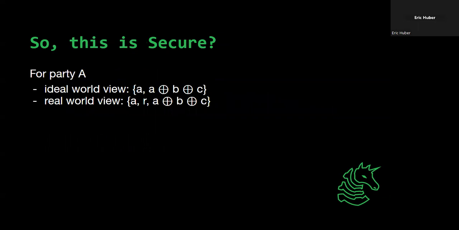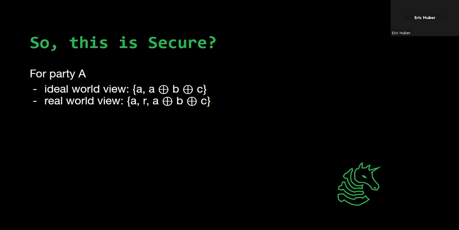So for party A, which is the only party that's actually doing extra steps, what will it see? Well, in the ideal world, this functionality would work really nicely because you'd just have to pass your input to an incorruptible party, and then all parties could do the same, and they'd receive the output. So in the ideal world, all you'd be seeing is your own input and the result. However, in the real world, it's not that nice. So we had to do the protocol that we just specified.